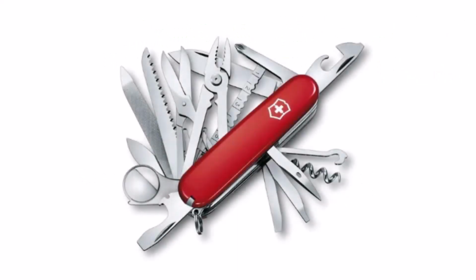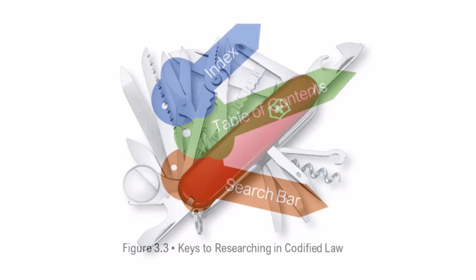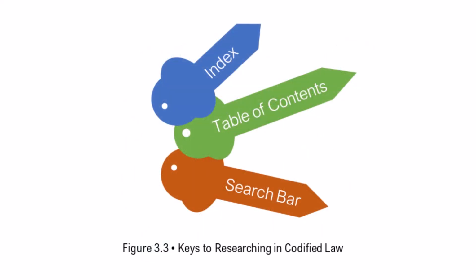Okay, so of course you know about the search bar. But using just the search bar is like using only the knife part of a Swiss Army knife when it offers so many other tools. So when you go right toward codified law and you browse right to it, you actually have the index, table of contents, and the search bar available to you.